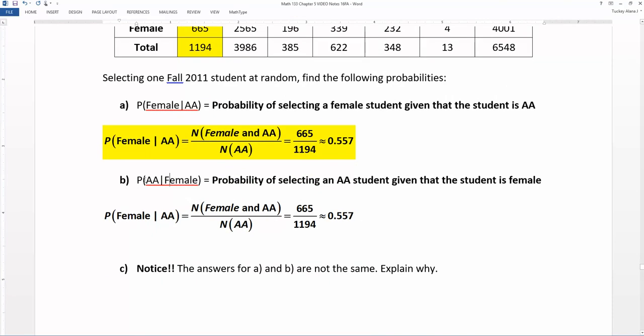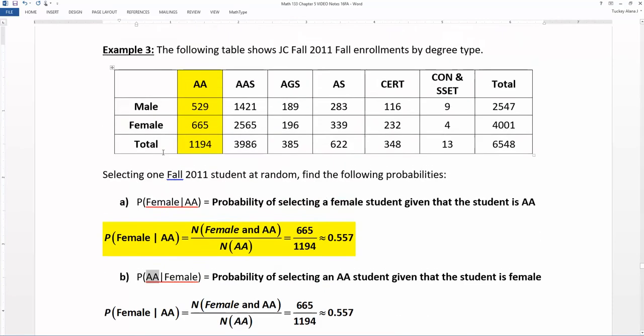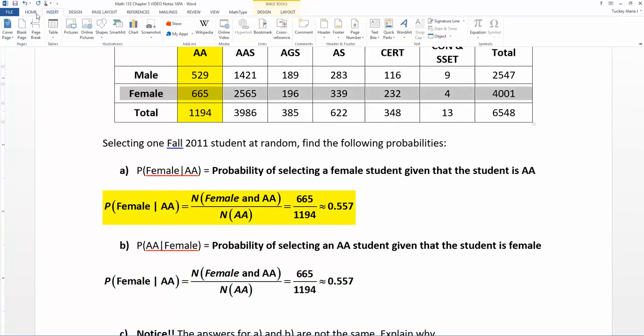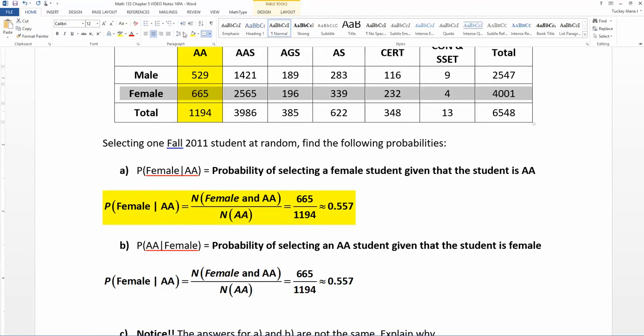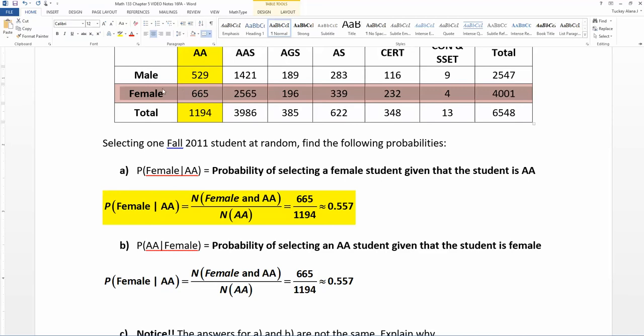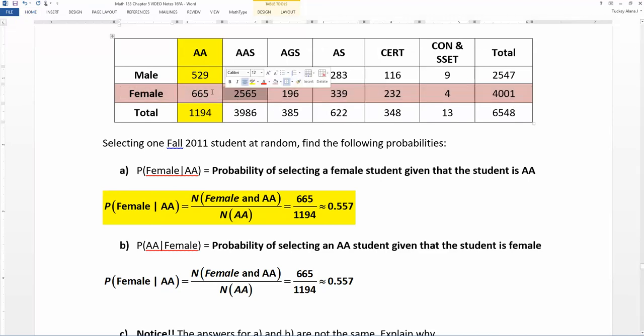This one's the opposite. Given that you're female, what's the chance of being an Associate in Arts? So that would be looking at this row right here. And not to be all gender normative about it, but I will make it pink. There we go. So given that you're female, what's the chances of being an AA now? Well, it's still the 665, right? That hasn't changed. But it's going to be divided by 4,001 because there are 4,001 female students from that year.